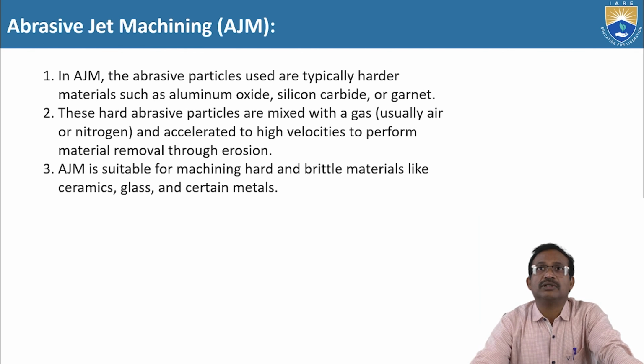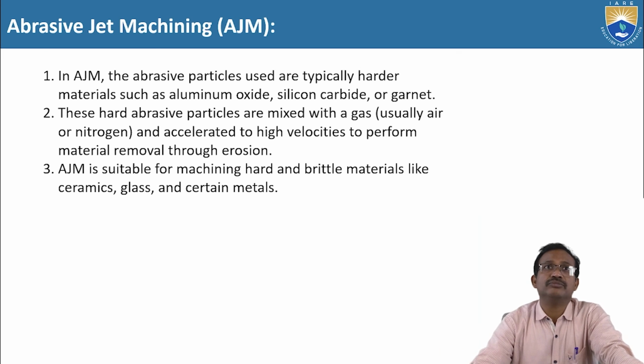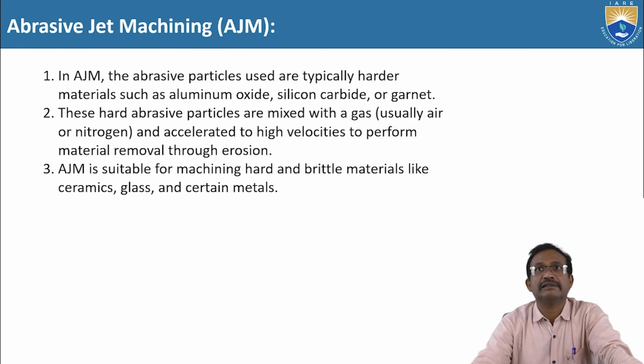So as a whole, we need to compare abrasive jet machining and water jet machining. In summarizing, in abrasive jet machining, the abrasive particles used are typically harder materials such as aluminum oxide, silicon carbide or garnet. These hard abrasive particles are mixed with a gas, usually air or nitrogen, and accelerated to high velocities to perform material removal through erosion. Abrasive jet machining is suitable for machining hard and brittle materials like ceramics, glass and certain metals.